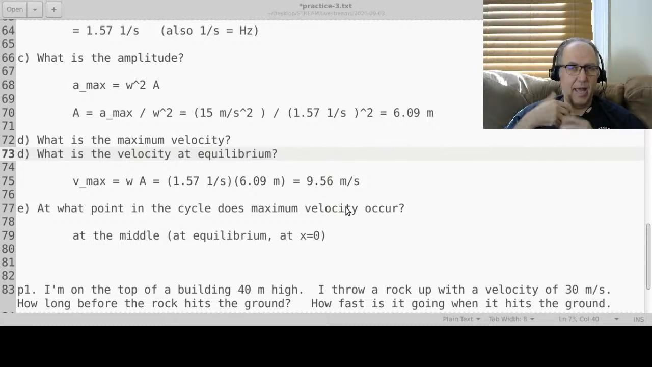But I can make that question a little bit more subtle. I could say, sorry, what is the velocity at equilibrium? And then you've got to know in your head that I'm talking about the maximum velocity, because that's the velocity that's obtained at x equals 0.